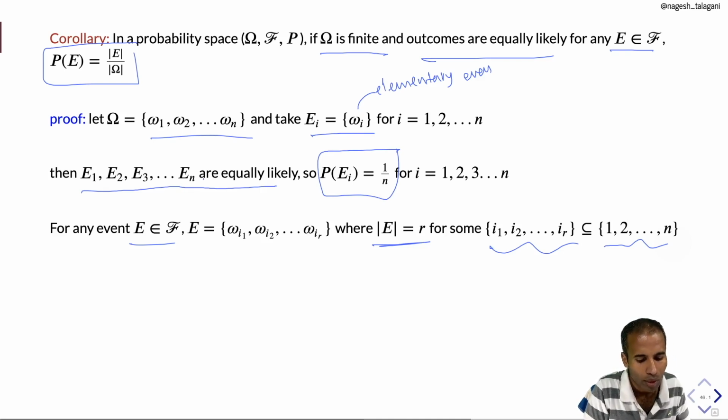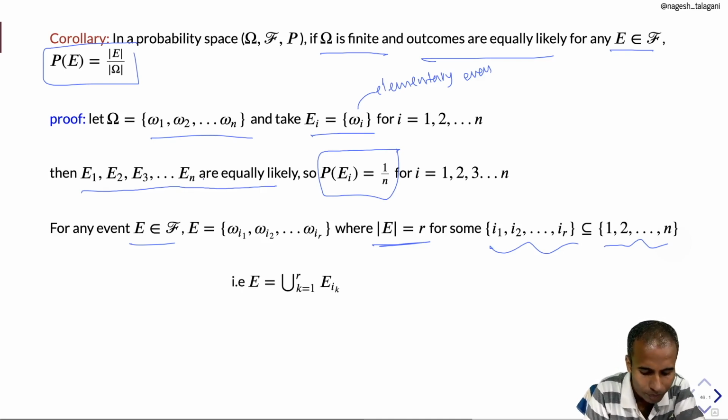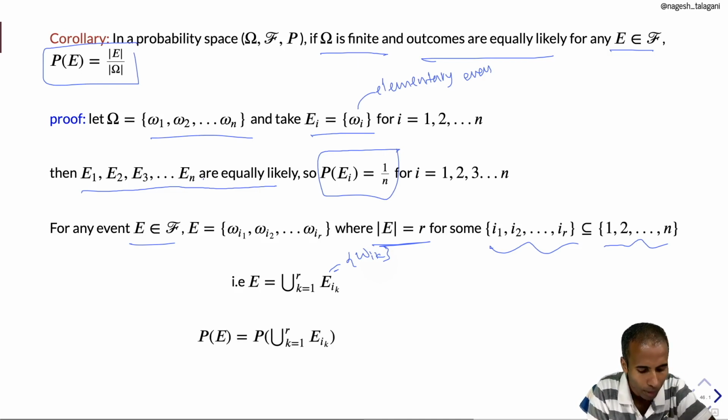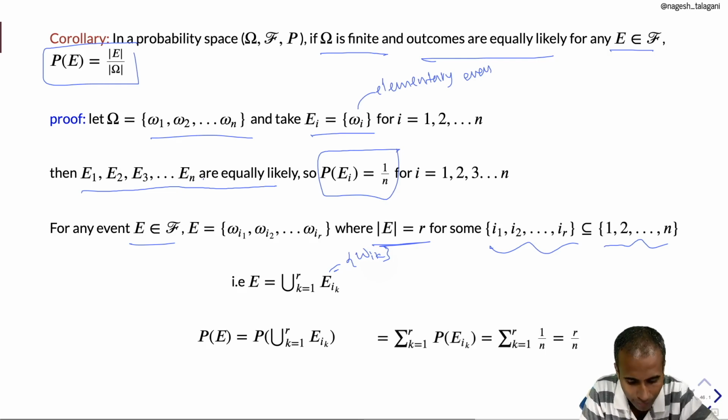Now this E can be expressed as the union of these elementary events for k equal to 1 to r, E_ik. See, this E_ik is an event consisting of the single outcome omega ik, right? That's why I can express it like this. Now, the singleton events are always going to be mutually exclusive because they cannot have anything in common, right? Now, the probability of E, I can write as the probability of union k equal to 1 to r of E_ik. Here I can apply finite additivity.